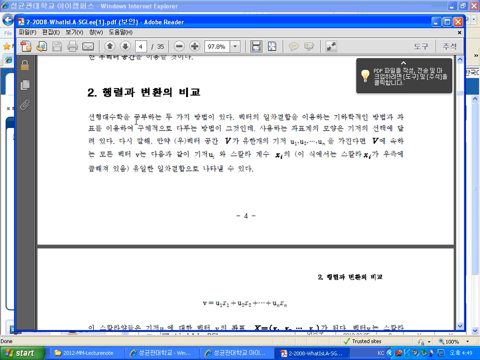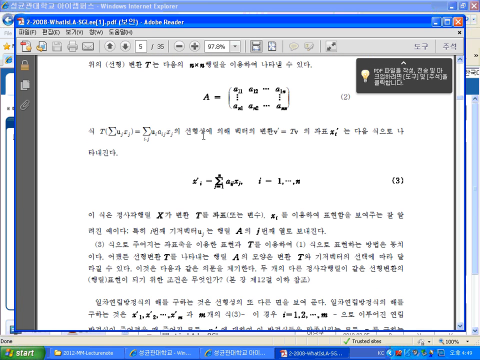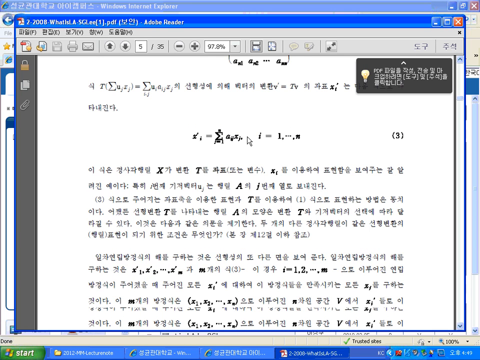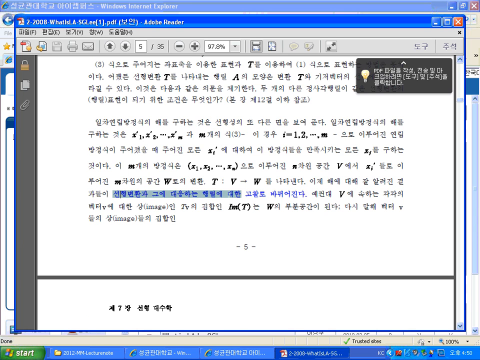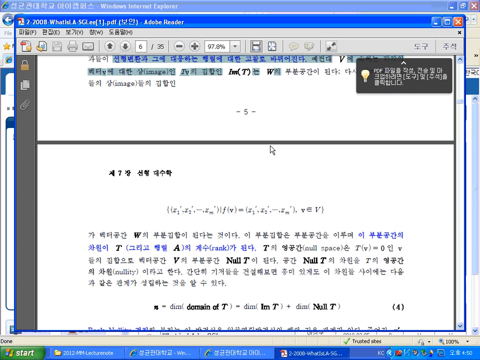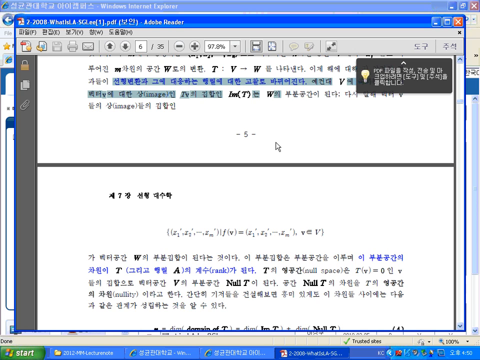The second section deals with the comparison of matrix and linear transformation. This shows how the matrix is defined and what is the relationship between this matrix and the linear transformation. And it will end with the theorem on matrix representation of linear transformation.